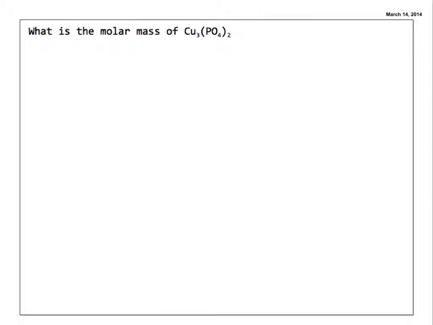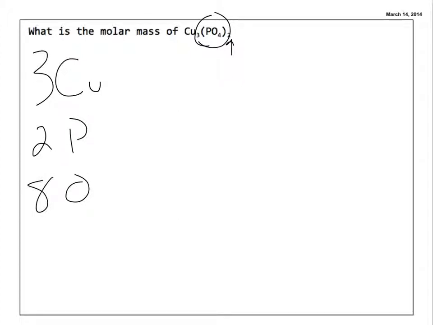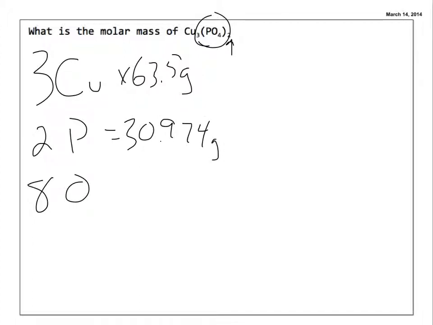Now Cu3(PO4)2, we have to break it down to the elements. There are 3 copper atoms, and then the 2 outside the parentheses doubles everything that's in the parentheses. So that means there's 2 phosphorus and 8 oxygen, because it's 2 times 4. And then we multiply by the molar mass of each element, 63.5 grams for copper. Phosphorus is 30.974 grams, and oxygen is 16 grams.